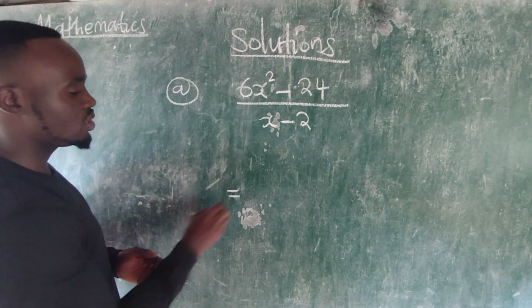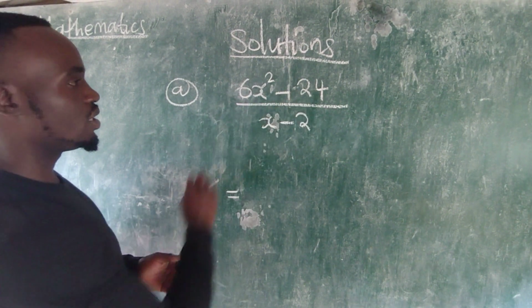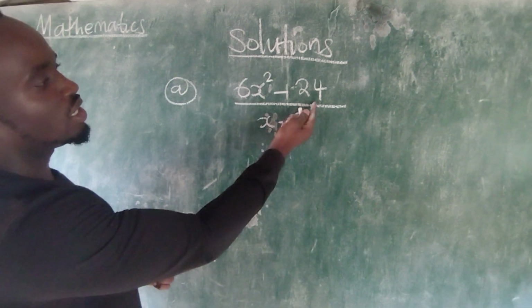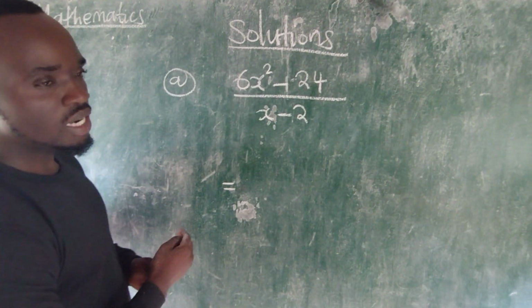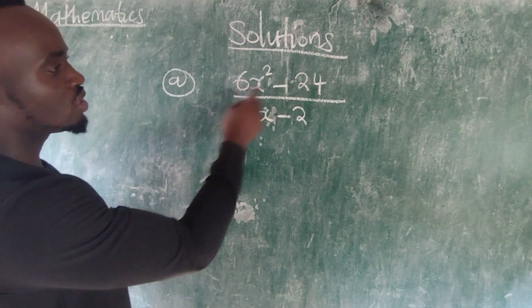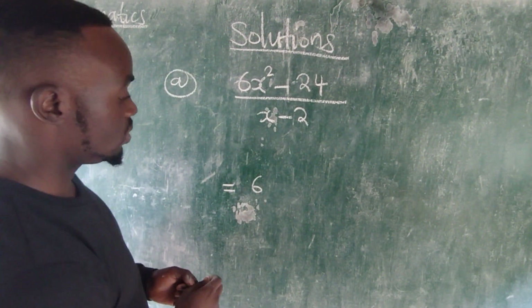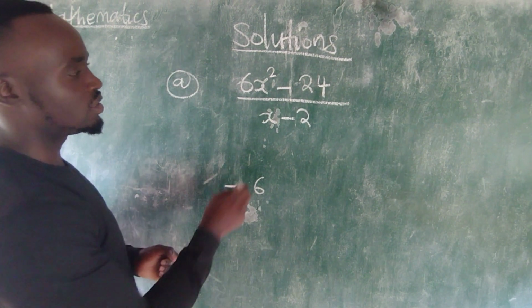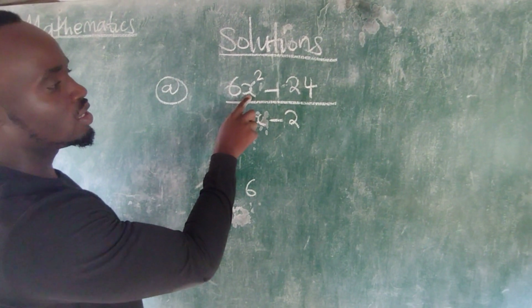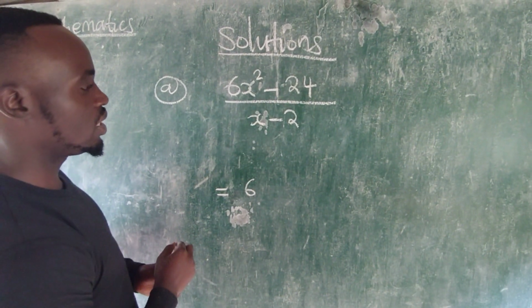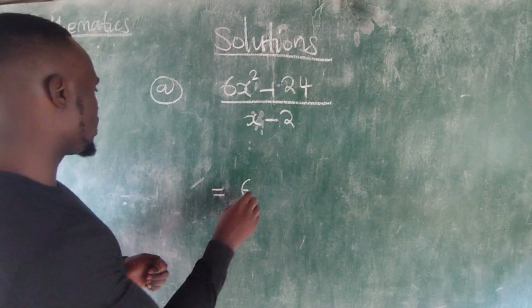So on top there, it means that you have to factor out. Looking at the numbers, I've got 6 and the 24 there. I'll factor out the numbers. The highest common factor of 6 and 24 is 6. I'll factor out 6. Then looking at the letters, I only have x here. There's no other letter this side, so there's no need for me to factor out the letters. So just factor out 6.